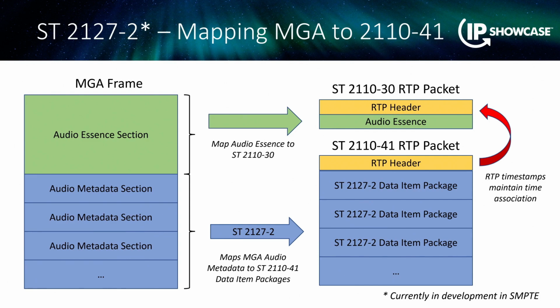I mentioned this MGA frame defined in the file format earlier, right? The goal of 2127-2 is to take those exact metadata sections, since they're already frame aligned with a group of audio, and put them in these data item packages defined in Dash 41. We take the same data, which is data agnostic, and you can have one or more of these items, and we package them in an RTP stream of Dash 41. We say that the RTP stream that carries this data is associated with some other stream carrying the essence, which ideally would be Dash 30. Through the RTP timestamps and the other requirements that 2127-2 lays out, we are able to keep these in time and synchronized. This is what's going to enable this, and that's what completes our workflow.